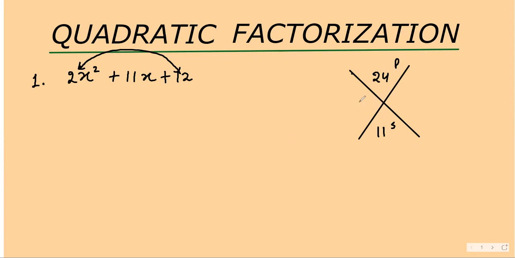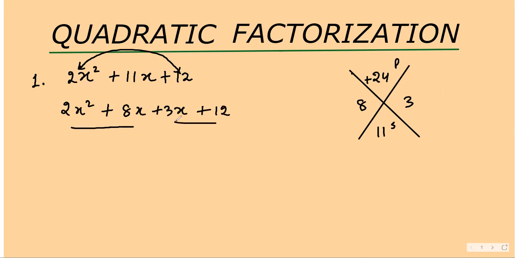So we can guess it's 8 and 3, right? And because it's plus 24 here, both the terms are going to be the same sign. So 2x squared plus 11x we'll write as 8x plus 3x and then plus 12. Now we'll make the pairs.